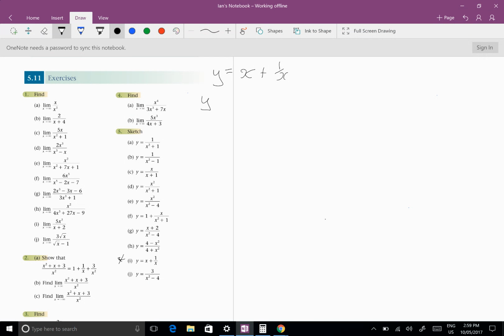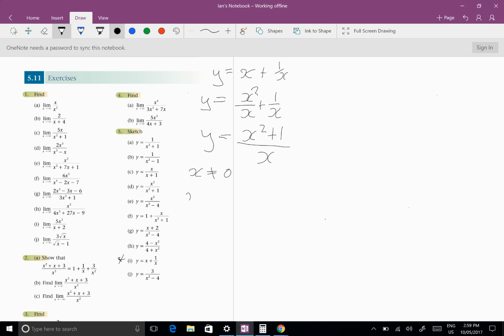So I'm going to write this as, well, that's x squared on x plus 1 on x. Oh, and now I've got a common denominator, so I get x squared plus 1 on x. So what I'm going to do now, well, x can't equal 0. Beautiful. That's one vertical asymptote, so I've got a VA.